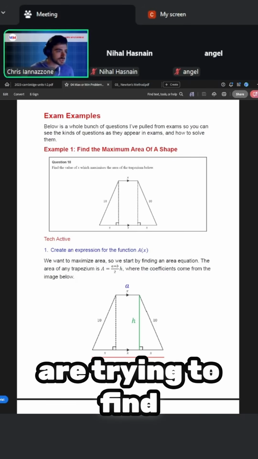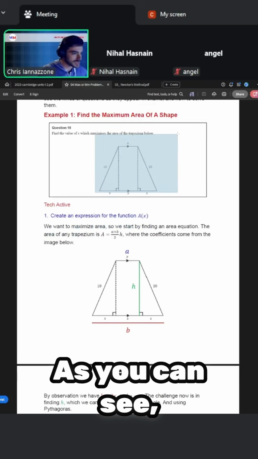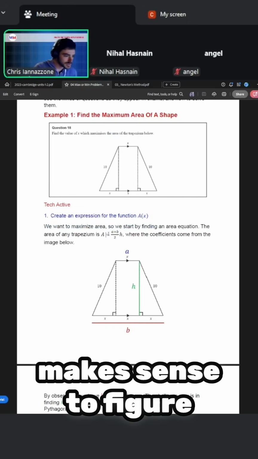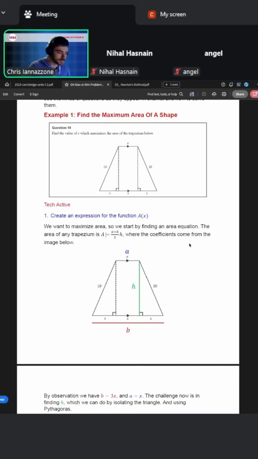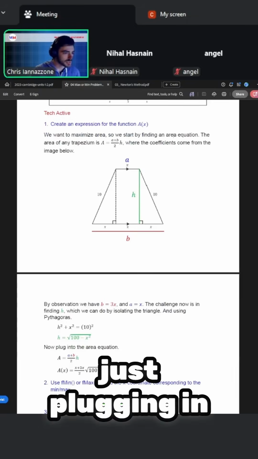In this case, we are trying to find the value of x, which maximizes the area of the trapezium. As you can see, we've only got a shape. We have no area formula. So if we're trying to maximize area, it makes sense to figure out what the area formula would be. This is a trapezium, so feel free to use the trapezium formula, just plugging in all the relevant values.